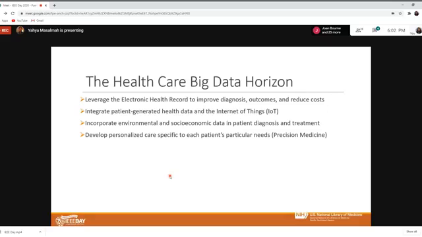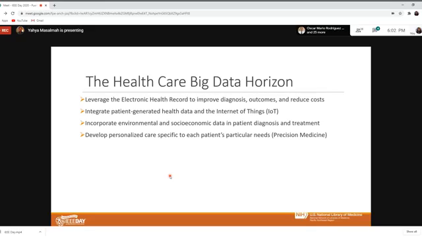So, healthcare is an important field for applying big data because it leverages the electronic health record to improve diagnosis, outcomes, and reduce cost. And we show the example of reducing the processing time from 27.2 hours to 11.7 minutes. So, a very big jump in the time needed.